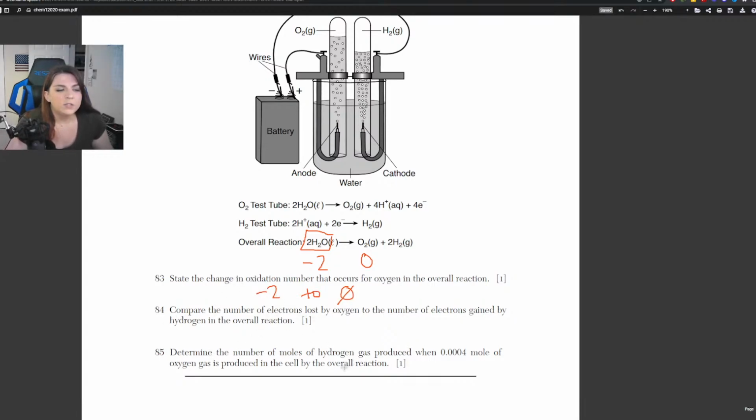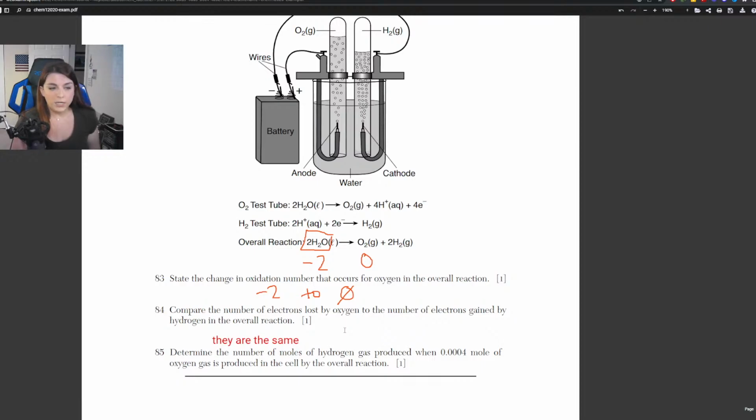84, I love this because it literally doesn't matter what they're talking about. Compare the number of electrons lost by oxygen to the number of electrons gained by hydrogen. You know the law of conservation is a real thing. And this also reminds me of question 38. The number of electrons lost has to be equal to the number of electrons gained. Otherwise, they're violating the law of conservation. This is like a scary way to talk to you about balancing equations. They must be the same. Otherwise, something is busted and wrong and you're violating all the laws of nature.